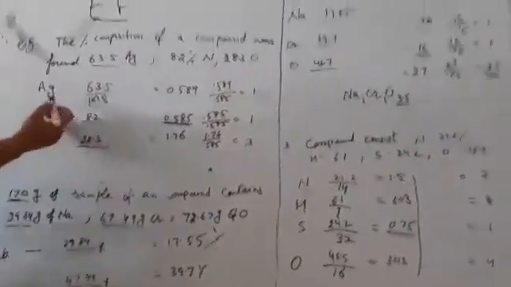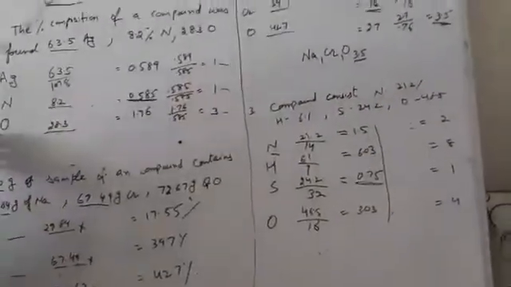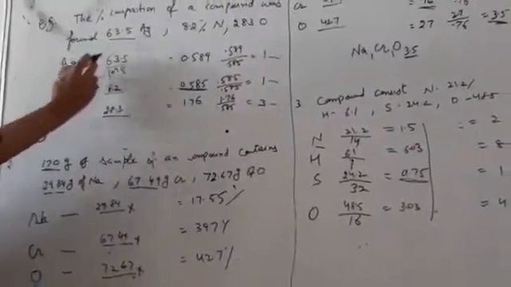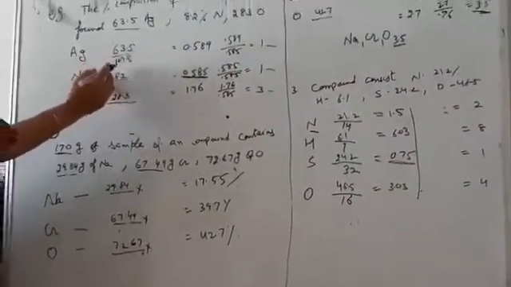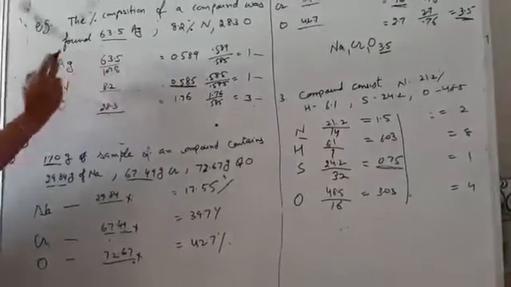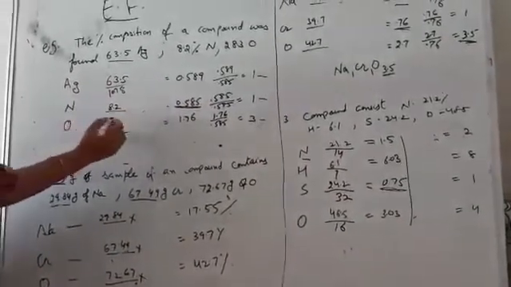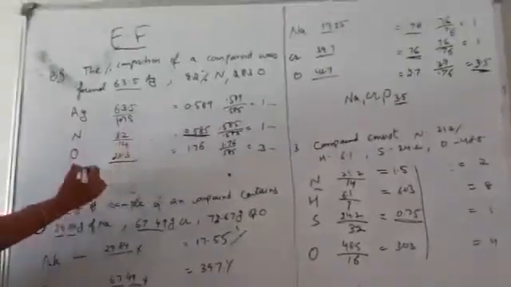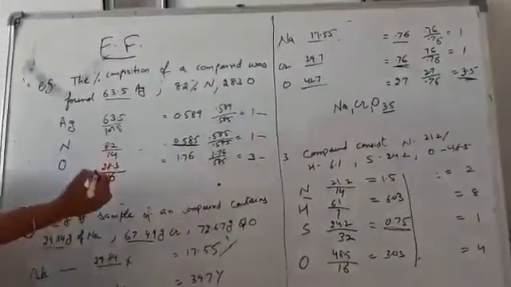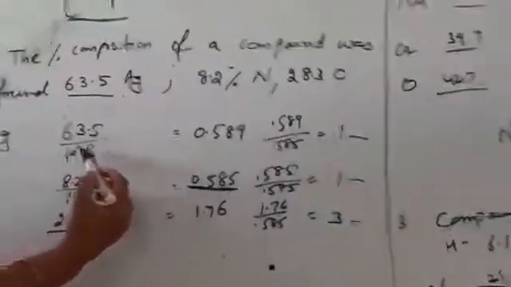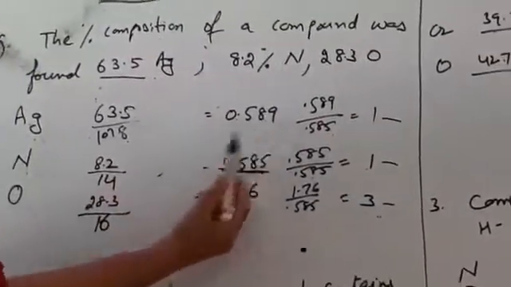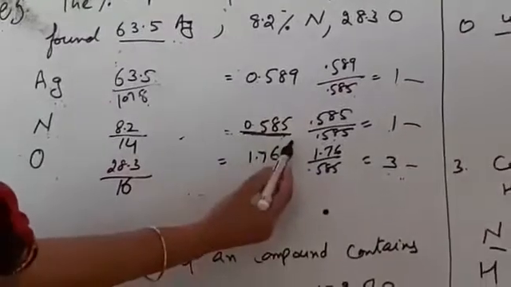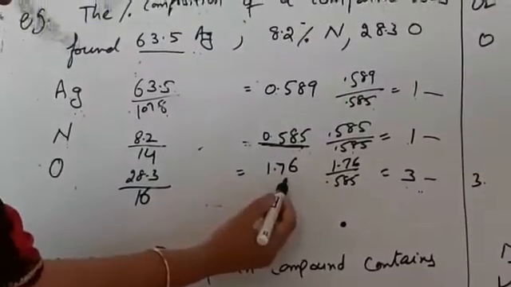First, write the names of the elements: silver, nitrogen and oxygen. Now, silver's given percentage 63.5 is divided by its mass, 107.8. Nitrogen 8.2 is divided by its mass, 14. Oxygen 28.3 is divided by its mass, 16. After division, silver comes to 0.589, nitrogen 0.585 and oxygen 1.76.